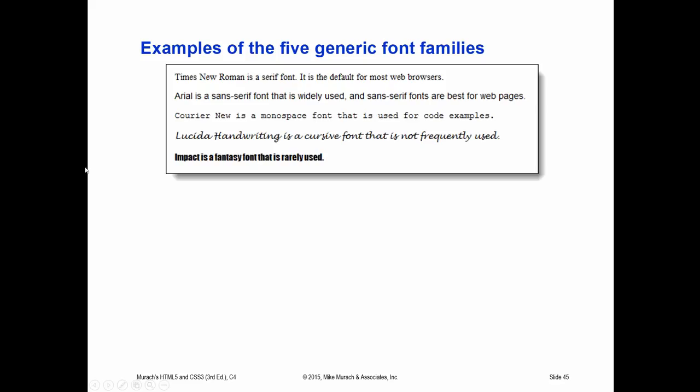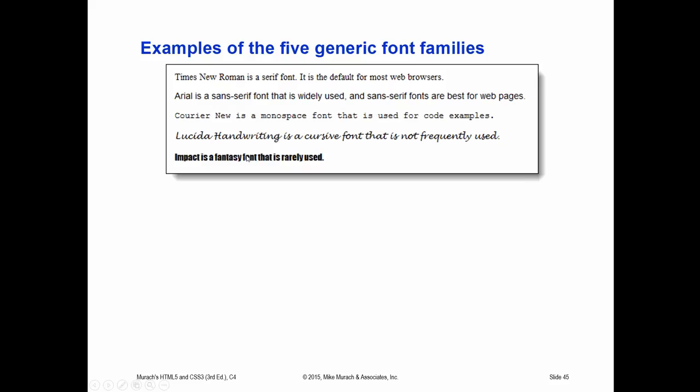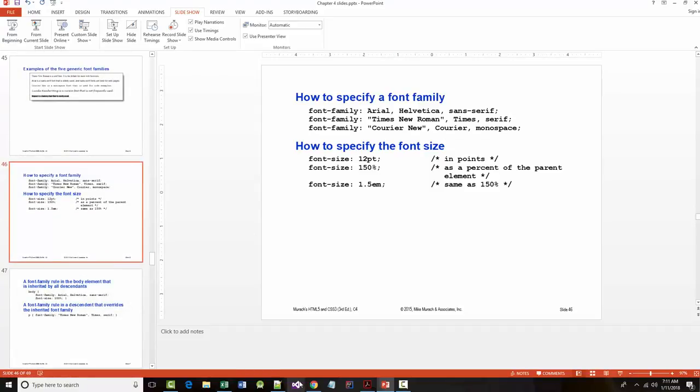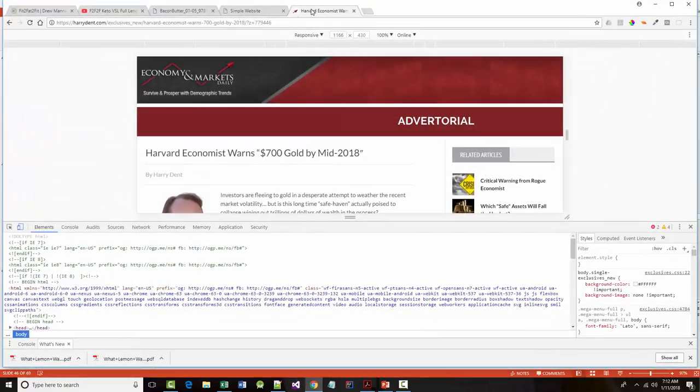So serif is here. Sans serif is here. Monospace is here. Cursive is here. And fantasy is here. The fonts you specified are tried in the order in which you list them. So this says try to do Arial. If you can't find Arial, try Helvetica. If you can't find Helvetica, you should always put at the end a serif or a sans serif or something like that.